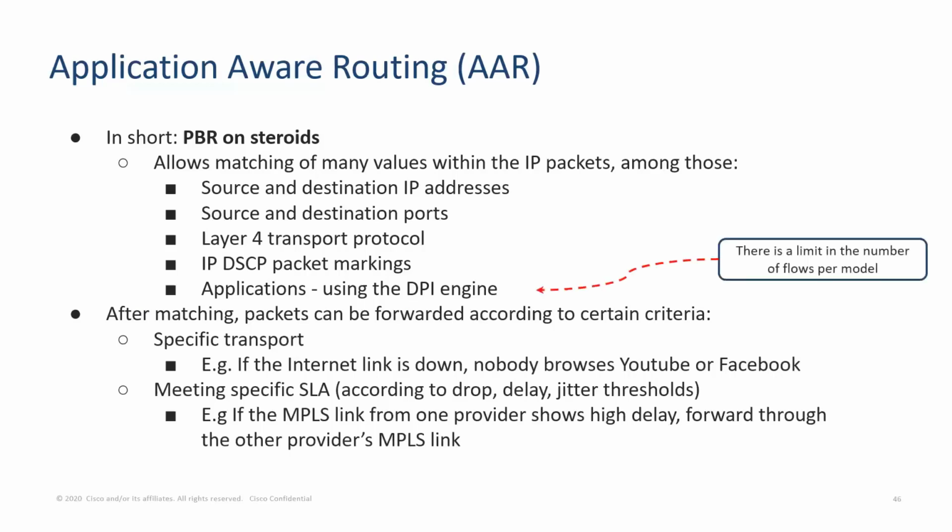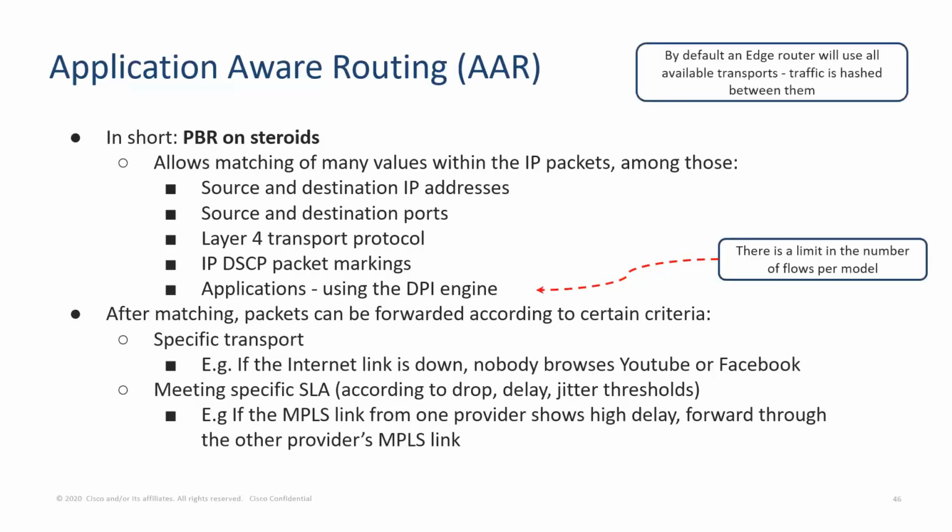So keep in mind that there's a limit on the number of flows you can have depending on your type of edge device. So be a bit careful with using the DPI engine. Normally, I would recommend to match on something else, like something pretty simple or even the DSCP marking. And by default, an edge router will use all of the available transports, and traffic will be hashed between them, assuming that you haven't configured a policy to prefer a certain transport.